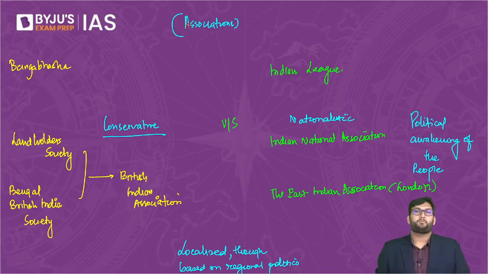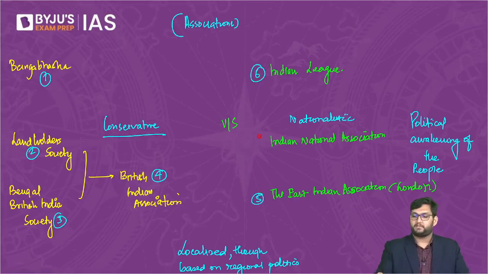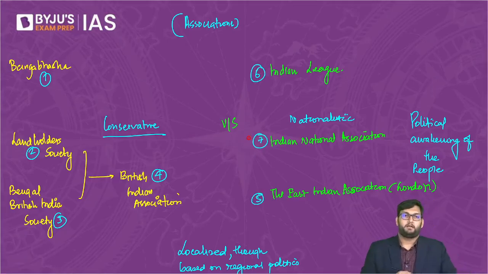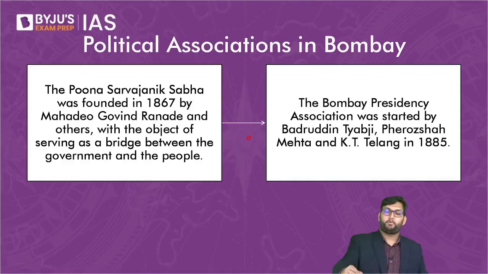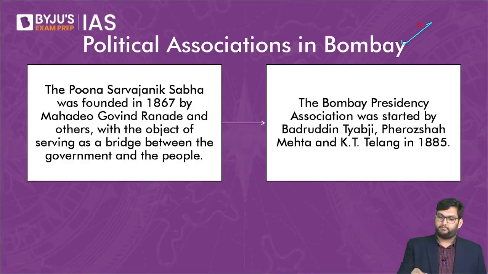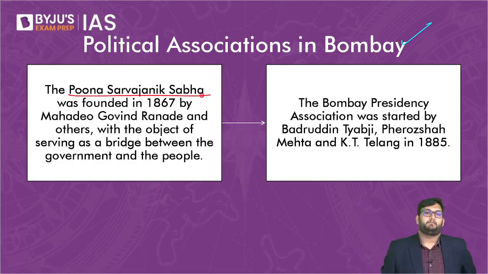Because then what I'll do is I'll put them on a timeline after adding Bombay and Bengal so that you don't have to learn the dates. Ironically, they're also in chronology also. 1, 2, 3, 4, 5, 6, 7. This is the chronology also. And if I add the only political association in Bombay, which will be started by M.G. Ranade, Mahadev Govind Ranade, Pune Sarvajanik Sabha.